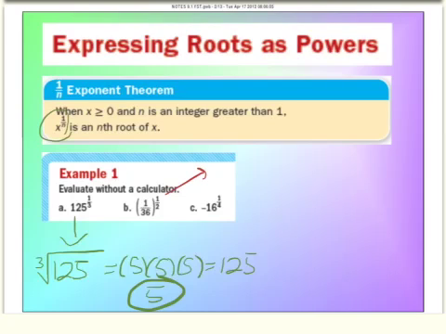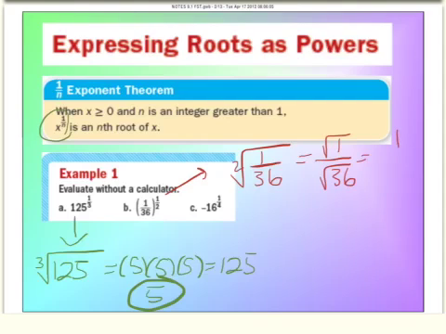Part B, 1 over 36 to the 1/2 power, is the same as saying the square root of 1 over 36. We just don't write the 2 in there. It's implied that it's there, but if you want to write it there, you could. Again, we just typically don't. You can break a radical up by doing the square root of 1 over the square root of 36. Square root of 1 is 1. Square root of 36 is 6. Therefore, 1 over 36 to the 1/2 power is the same as saying 1/6.